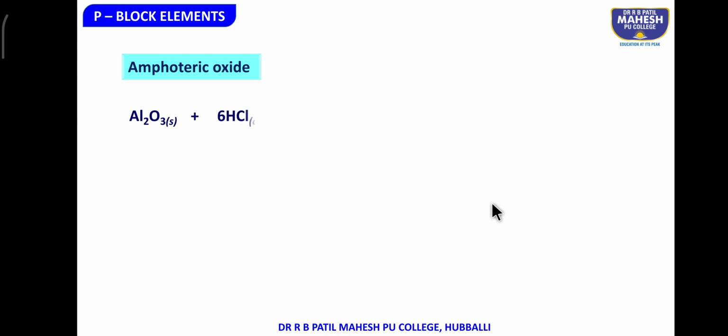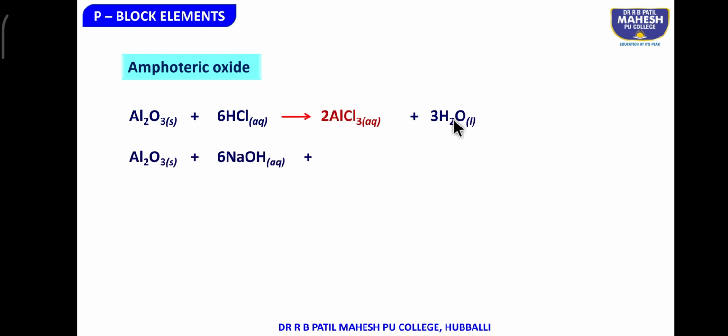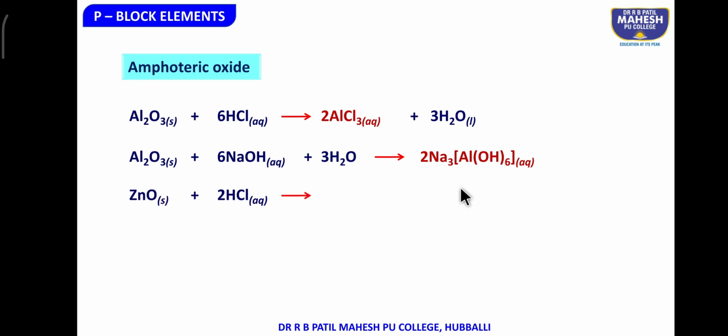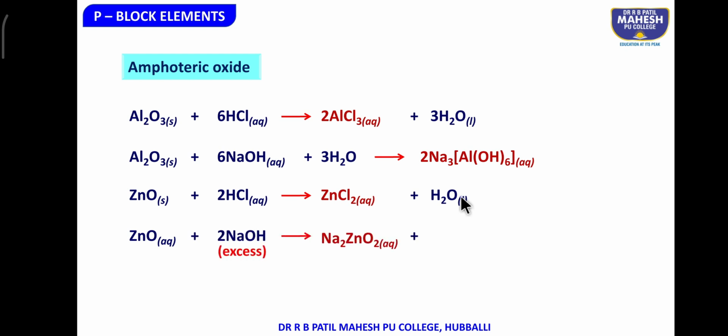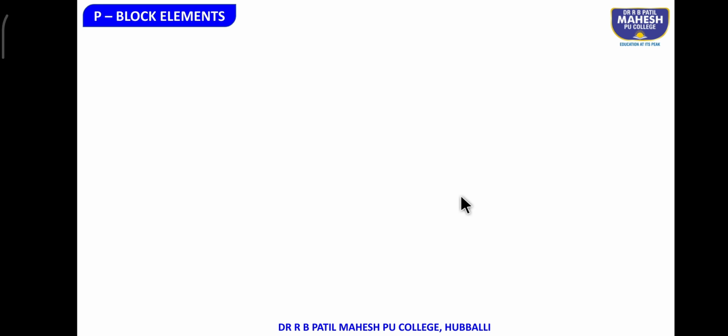Amphoteric oxides can act as both acid as well as base. Now in this reaction, Al2O3 acts as a base to form AlCl3 and water. In the second reaction, Al2O3 acts as an acid to form the complex sodium hexahydroxidoaluminate(III). Zinc oxide with HCl forms zinc chloride and water, whereas when it reacts with sodium hydroxide, it forms sodium zincate and water as a product.